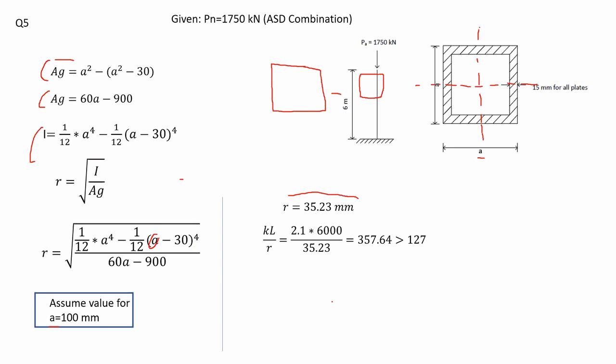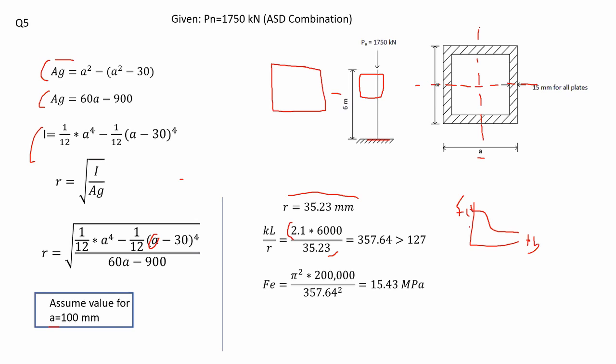Now check for KL over R. Since it is bending about both directions, it doesn't matter Rx or Ry. For the case where we have a fixed base in here, the K value would be 2.1, multiplied by the length, 6,000 millimeters, divided by 35.23, which is my R value I just found. So KL over R now is 357. That's a very high value, more than 127. So I'm expecting a very low capacity for this member. Why? Because of my famous plot I have in here, KL over R and Fcr.